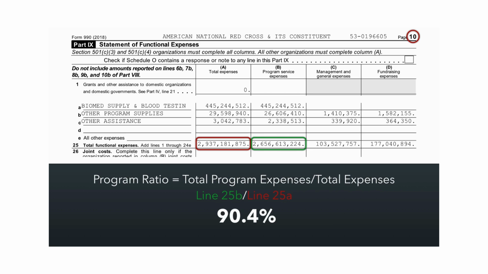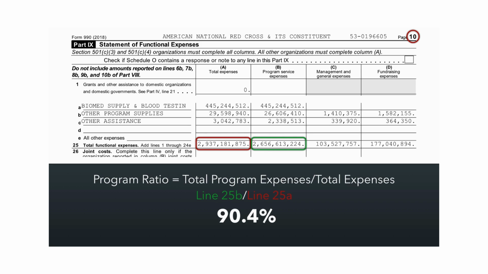Now, this program ratio is accurate insofar as the Red Cross has reported it properly. That's going to be true for every nonprofit. There are a lot of judgment calls that happen in this statement of functional expenses, and the Red Cross has actually been taken to task over this before. But even if we saw deviations in what belonged where, as far as the statement of functional expenses is concerned, we'd probably still be pretty close to this program ratio.